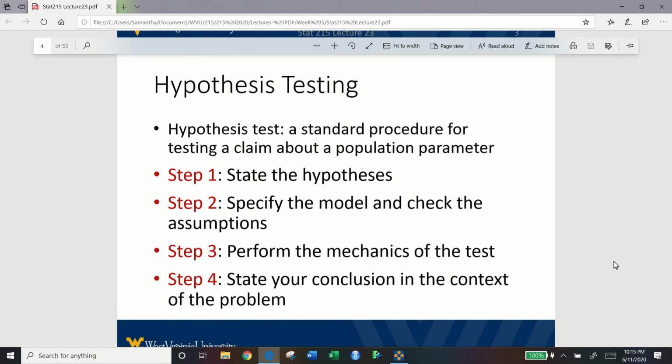We may recall the steps to hypothesis testing. A hypothesis test is a standard procedure for testing a claim about a population parameter. Step 1, we state the hypothesis. Step 2, we specify the model and check the assumptions. Step 3, perform the mechanics of the test. Step 4, state our conclusion in the context of the problem.